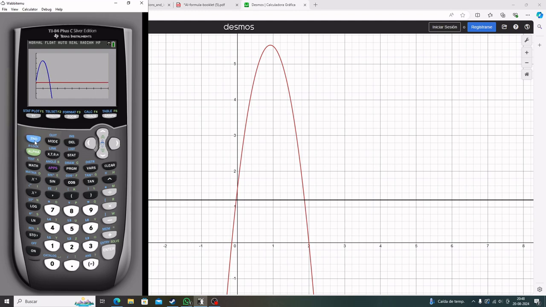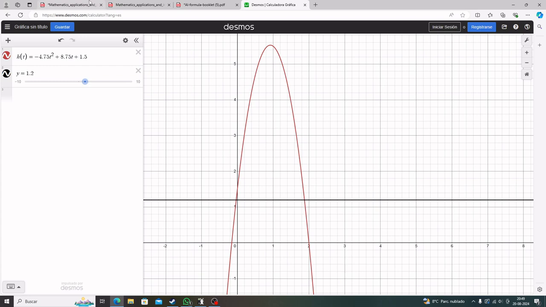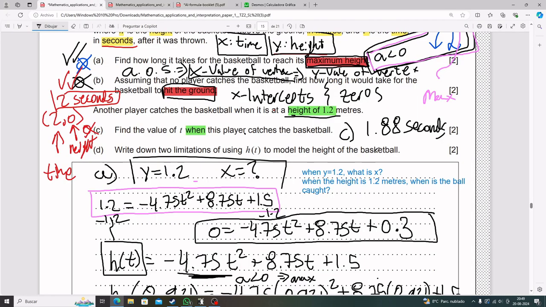So I can do second, trace, hit calc, go to intersect, pick your first curve. Usually it nails it right away, but just to check, there's my first curve, and the second curve is this red one, right? Just picking the intersect. This is my only one. Boom, there's the answer. I got the same 1.875. We rounded up to 1.88. Okay? So, two ways to solve for part C.